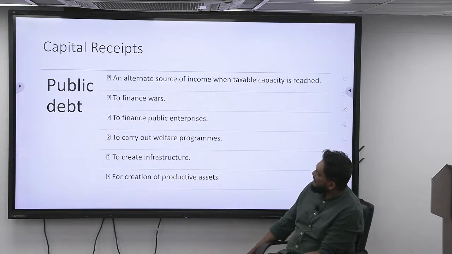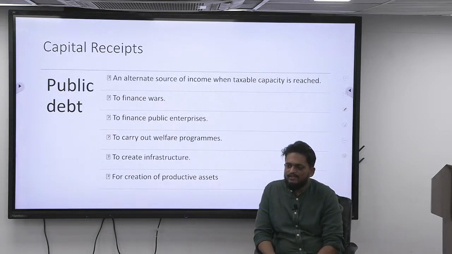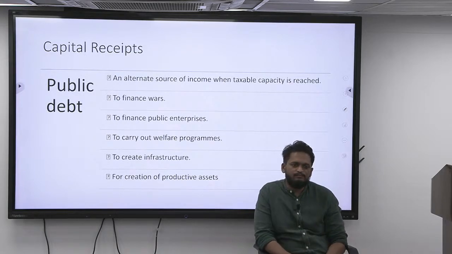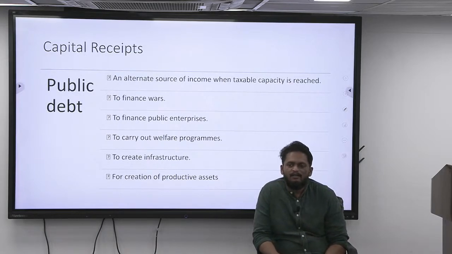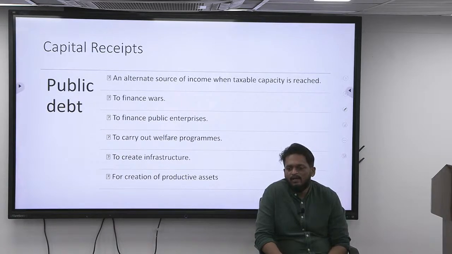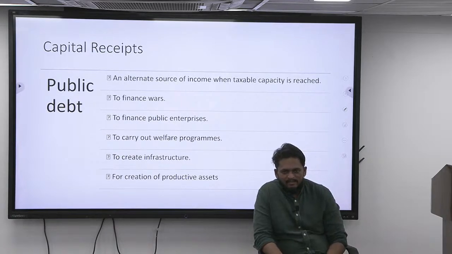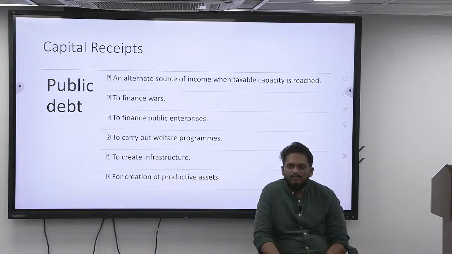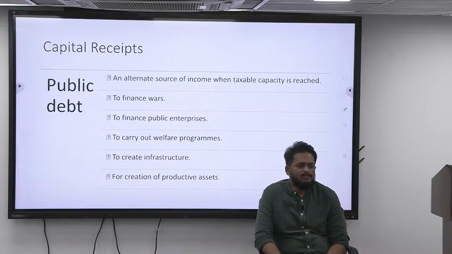Then, alternate source of income and taxable capacity is reached. So this is simple. We already saw that at one point we cannot tax. Beyond a certain limit we cannot tax people. If we try to tax them further, they will not like it. Like I said, they will leave the country, and sometimes that is at the individual level. At the collective level, if you try to tax too much, what happens to demand in the economy? People's disposable income will reduce if you tax too much, and demand will also reduce.